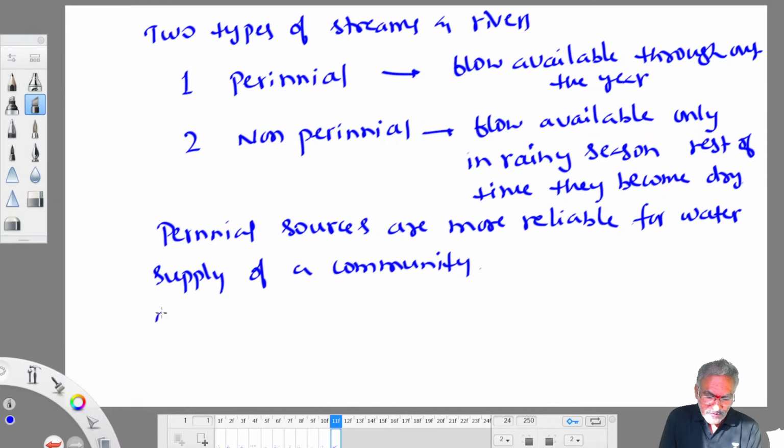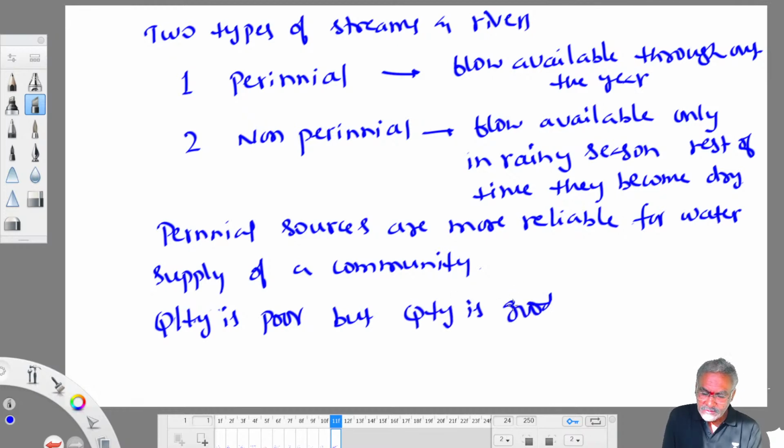Quality wise, compared to ponds and lakes, quality is poor, but quantity is superior. Quantity wise it is very, very good. Huge amounts of water are available, so that's why they are reliable.